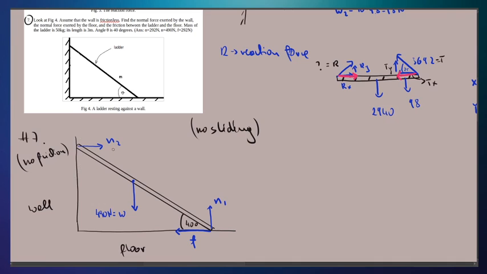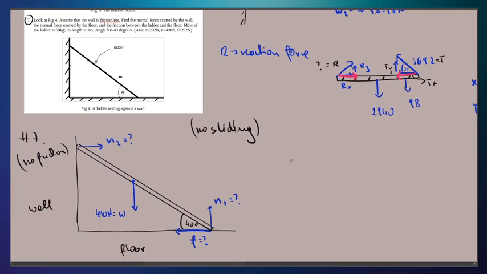And now let's see what I am to calculate here. Find the normal force exerted by the wall. Okay, so this is one of the unknowns. And find the normal force exerted by the floor. This is the other unknown. And the frictional force between the ladder and the floor. So this is the third unknown. So I have three unknowns, N1, N2, and the force of friction. Let's see, is there anything else given to me, or is that it? Oh, the length is 3 meters. So the whole length is 3 meters.